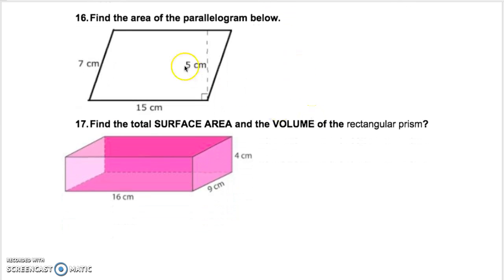Number 16. Find the area of the parallelogram below. All right, so in this one, you've got to remember what the formula for finding the area of a parallelogram is. Do not get tricked by this dashed line. Remember, I told you that anytime they are showing you a dashed line in a figure, they are indicating that that is the height.